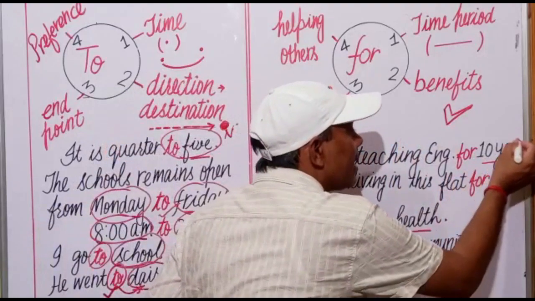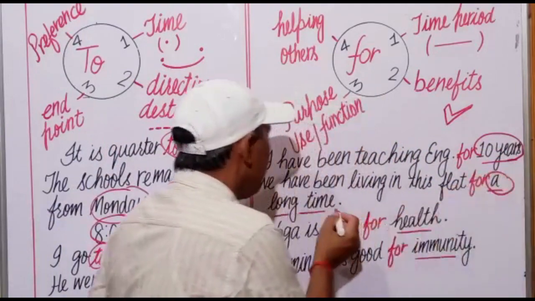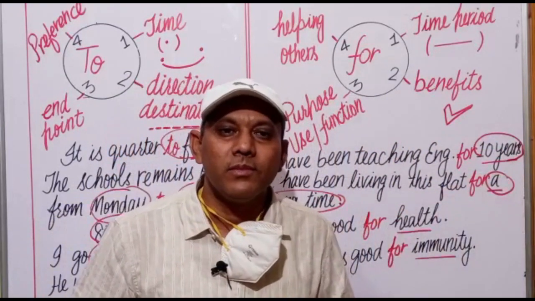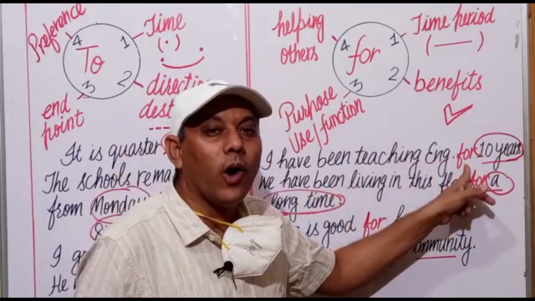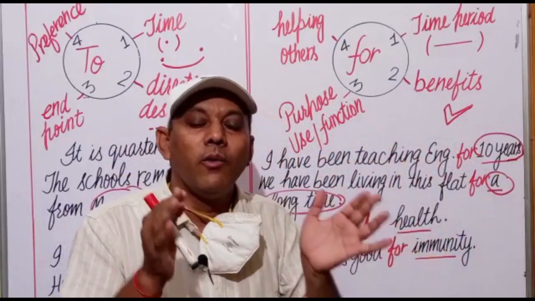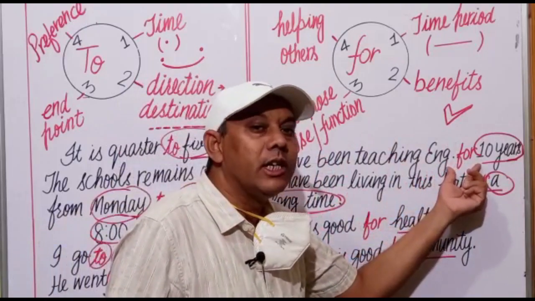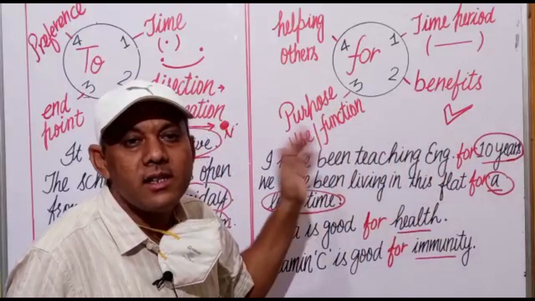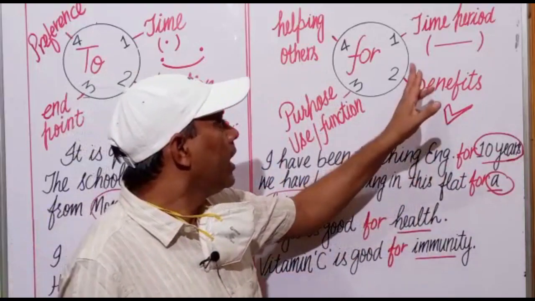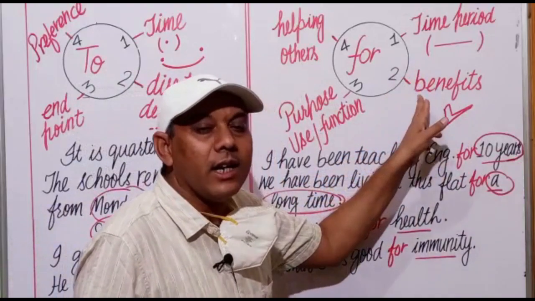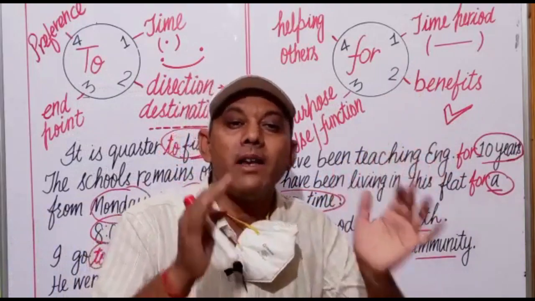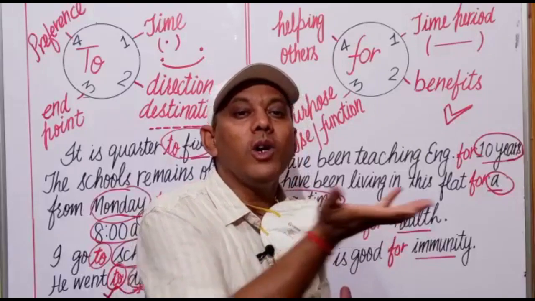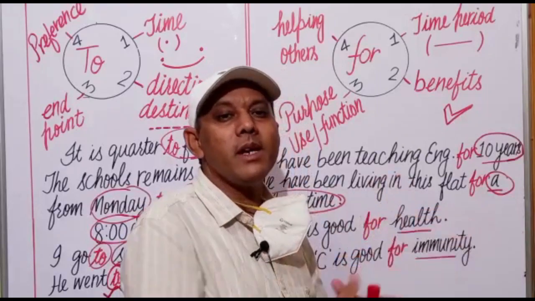Here, this 10 years or a long time is a period of time instead of a point of time. That is why we use for as a preposition to join this period of time with the sentence. Now, another use of for is for benefits, or something that is beneficial. For what is something beneficial?